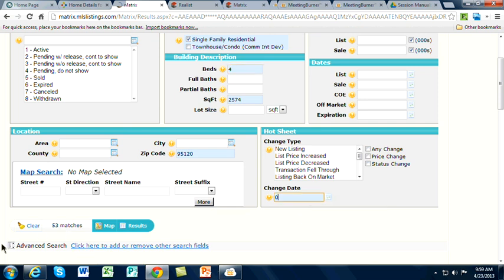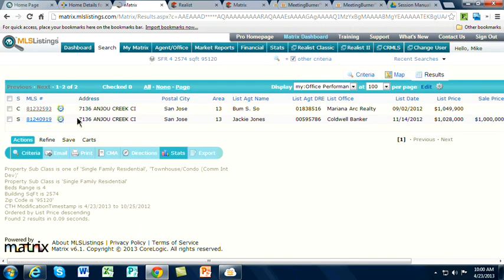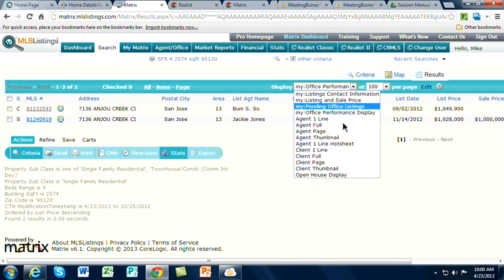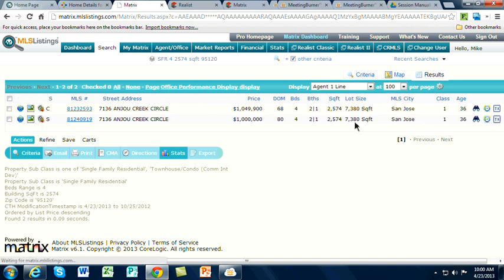And if I were to say 4 bedrooms, 53 matches. 0 minus 180, 2 matches. 4 bedrooms with that precise square footage. And so I might want to look at those. There they are. It's one property, a canceled and a sold.